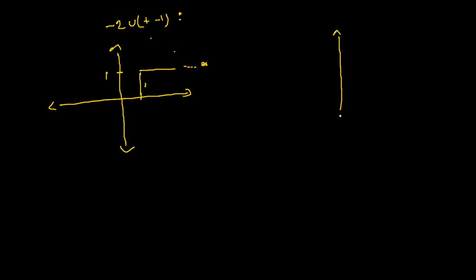So I reverse the graph, and this is 1. Since it's been scaled by minus 2, the graph goes all the way down to minus 2, and then after this point the value remains the same. So basically we have scaled it by a factor of minus 1 first, that is we flipped it, and then we scaled it by a factor of 2 again. That is, we multiplied the amplitude by 2 again.